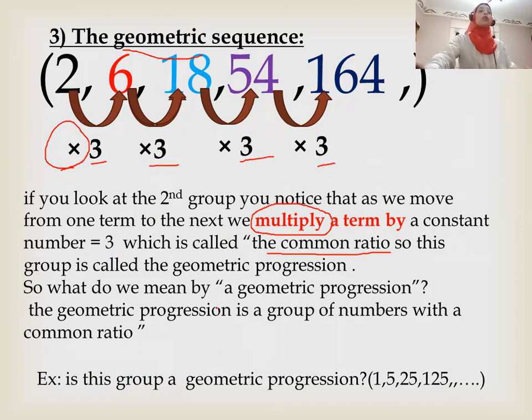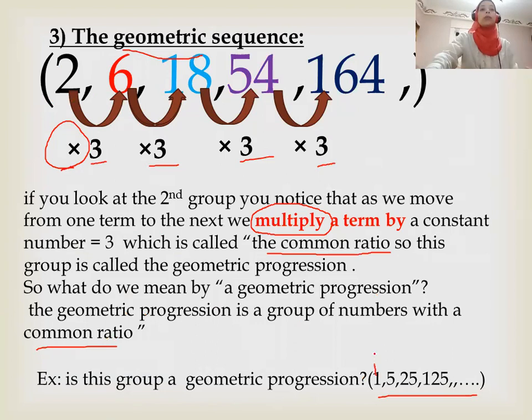Well done. So what is the meaning of the geometric progression? The geometric progression is a group of numbers with a common ratio. But the arithmetic progression is what? Yes, it's a group of numbers with a common difference. Well done. Look at this group and tell me if it represents a geometric progression or not.